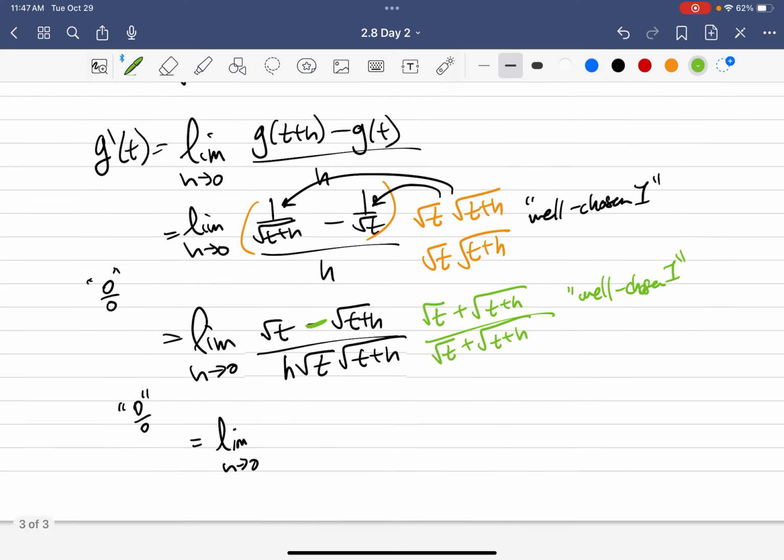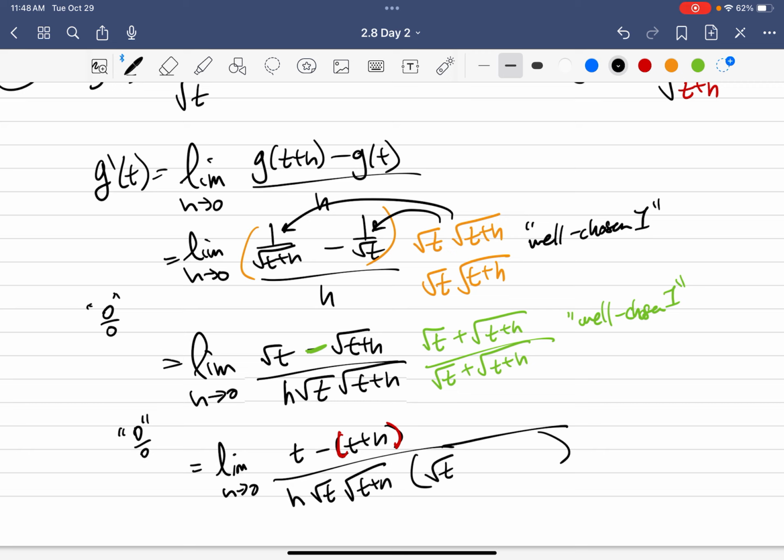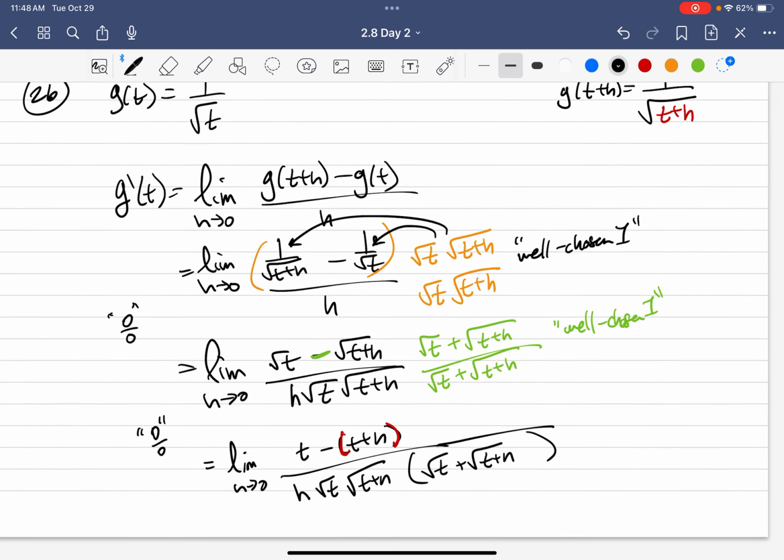So when you multiply it all out, I think you can see on top you're going to get t minus (t plus h). These parentheses are so important. On the bottom, you're going to get h, what? Root t plus h times root t plus h. That is not easy. So let's see what we end up getting.